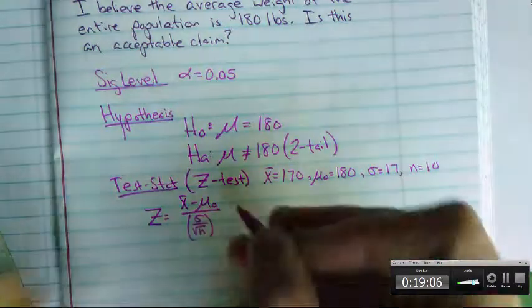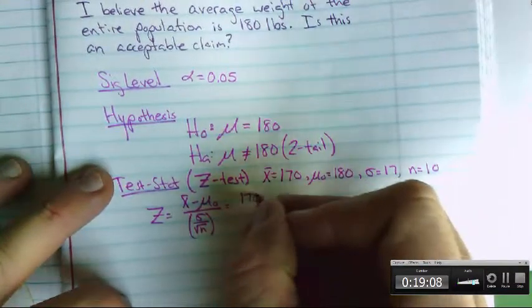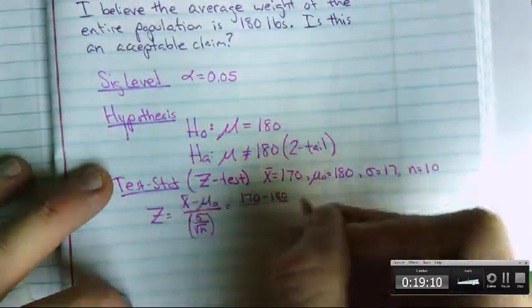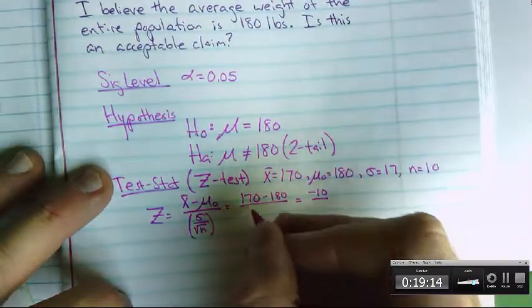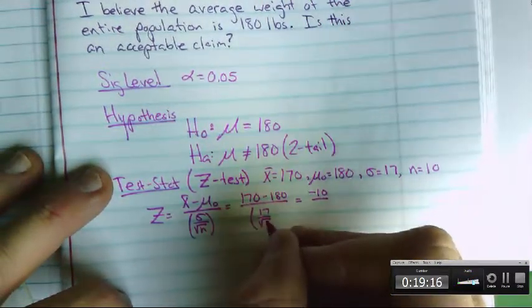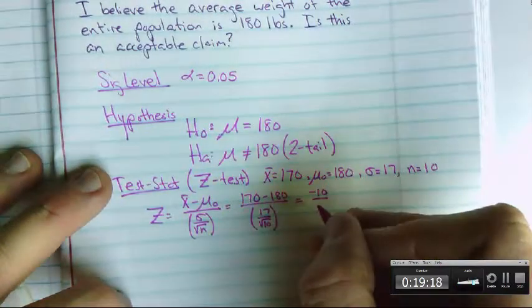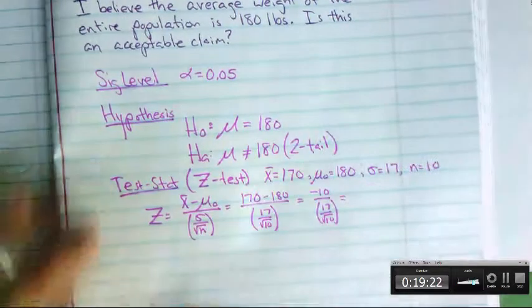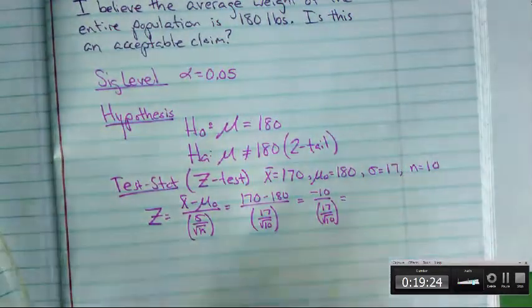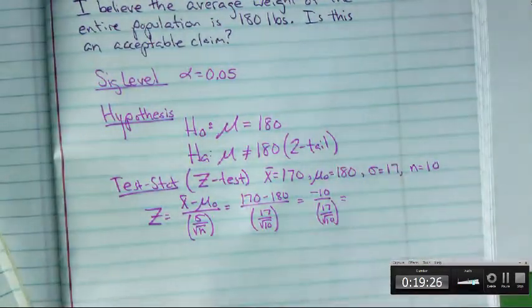So we just fill all this in. 170 minus 180 goes on top. That's a negative 10. On the bottom, we have 17 over square root of n, which is square root of 10. Anyone have what that is? Altogether, 1.86. You have to make sure you type in the top, type in the bottom, and divide the two answers.